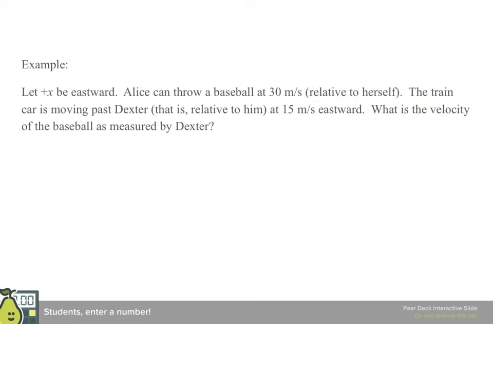Alice can throw a baseball at 30 meters per second relative to herself. In other words, if she's on a pitching mound and she measures it, that's what happens. But the train car is moving past Dexter, that's relative to him, at 15 meters per second eastward. What is the velocity of the baseball as measured by Dexter? Pause the video and think about it for a sec, and then move on when you have an answer in mind.